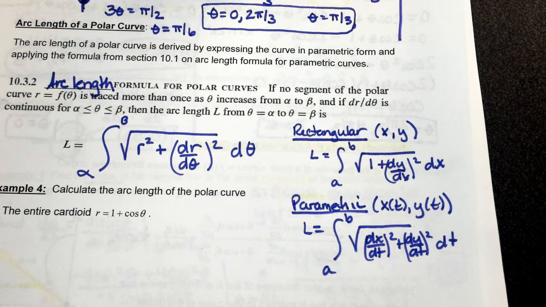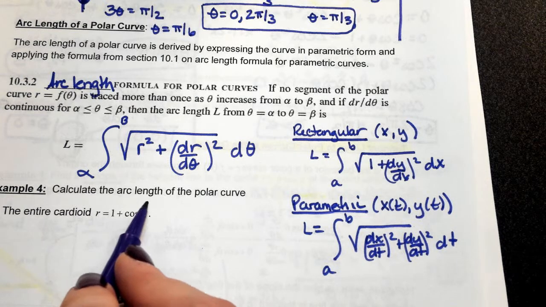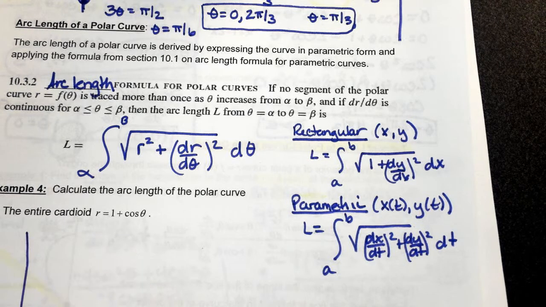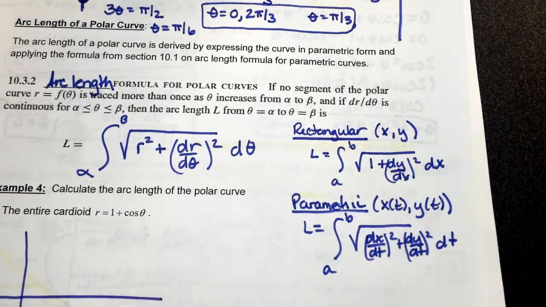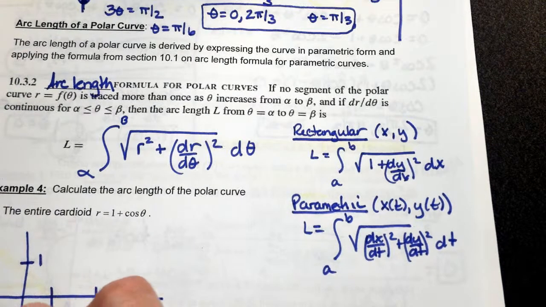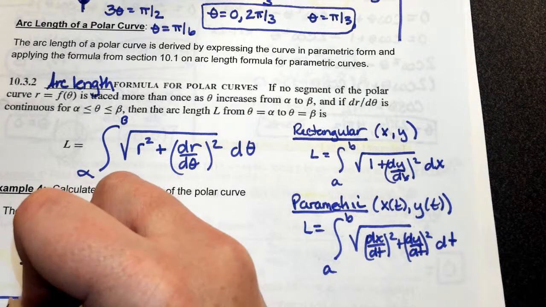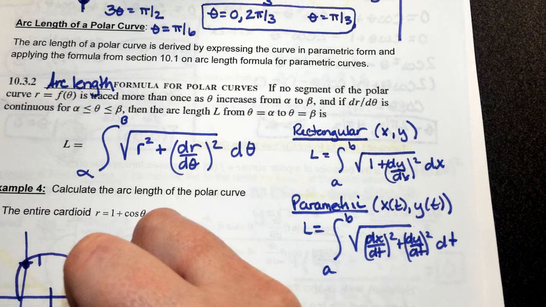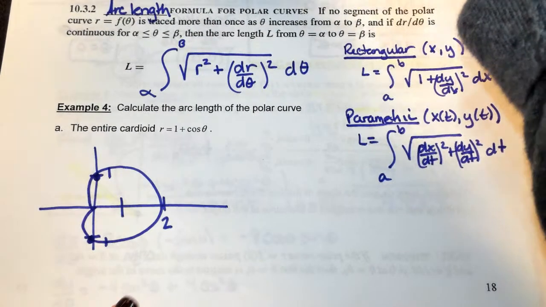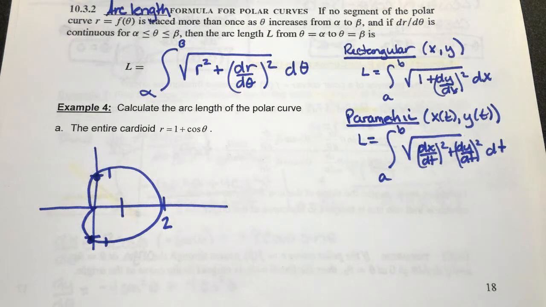So, for example, calculate the arc length of your polar curve for the entire cardioid. So remember, with this cardioid, just to give you a rough sketch, what you're trying to do is calculate the distance around that whole entire cardioid. Now, the question is, guys, what are your bounds going to be? Your bounds are going to go from what? 0 to 2 pi.